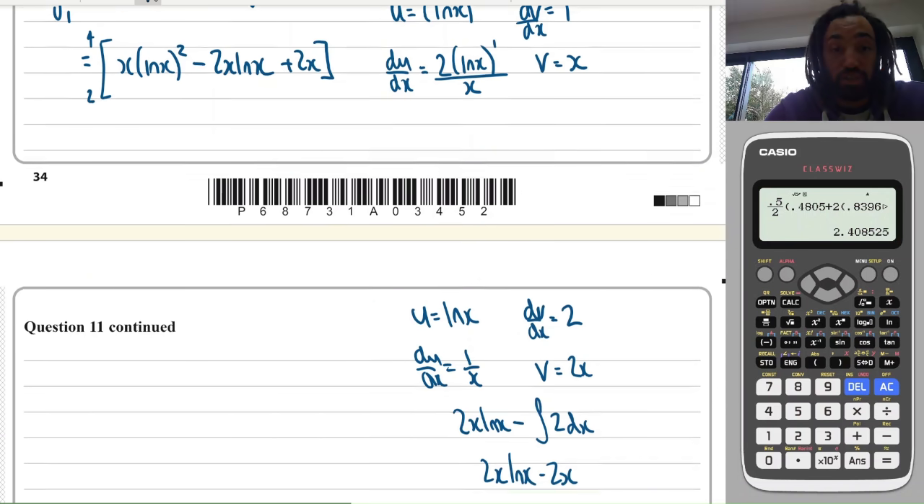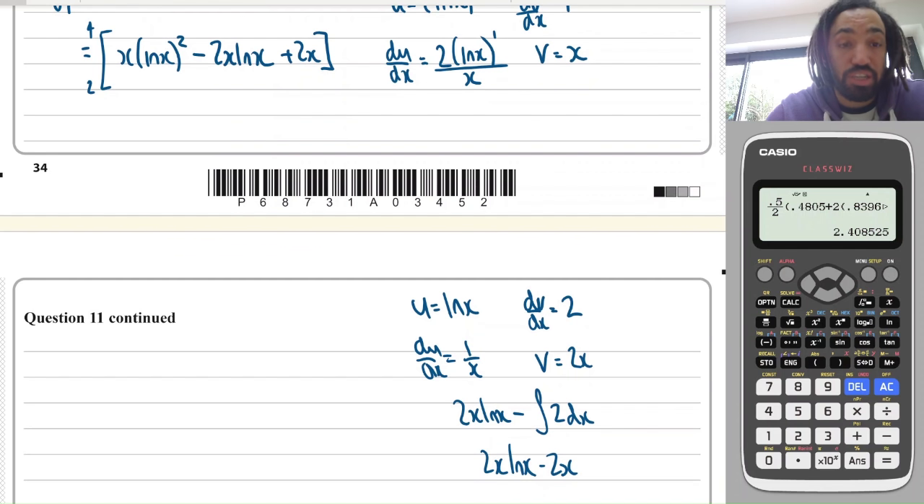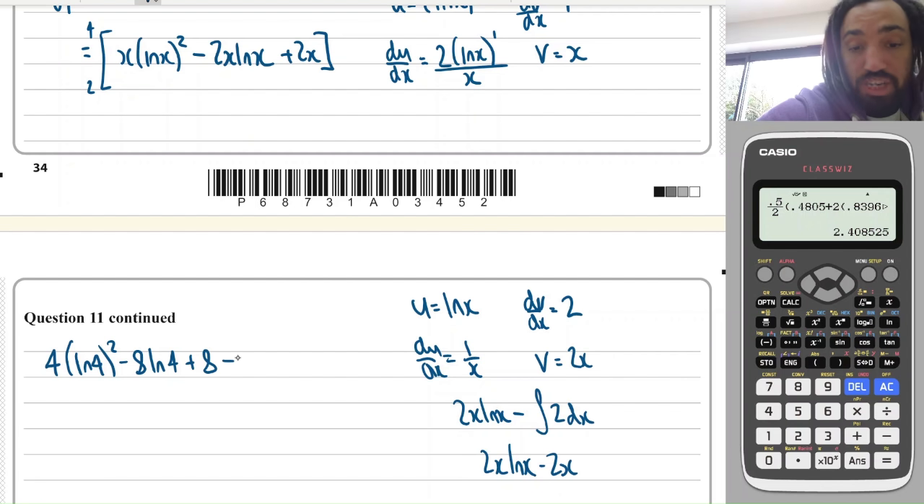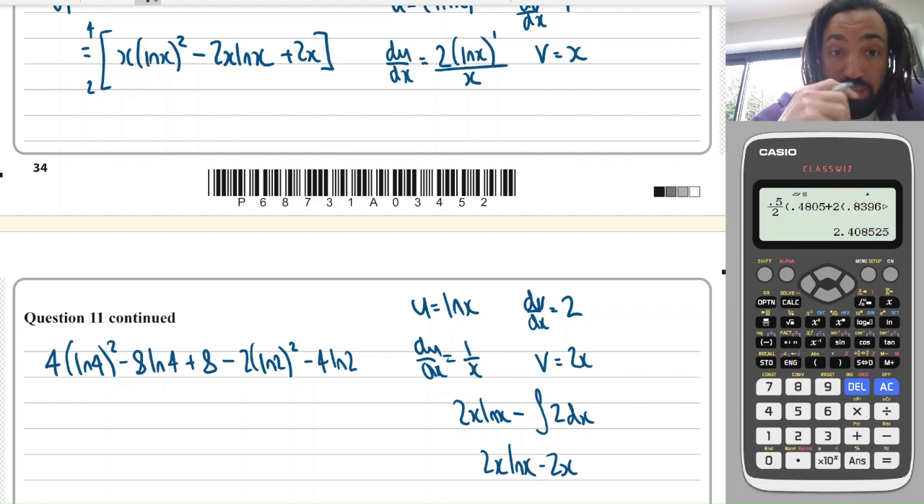Okay, now what I need to do is evaluate that. So I need to sub in 4, and I'm going to get 4 ln 4 squared minus 8 ln 4 plus 8. And I'm going to take away, when I sub in 2, I'm going to get 2 ln 2 squared minus 4 ln 2. Oh no, not minus, because I'm taking it away. So it's a plus. And I'm taking away, again, 2 times 2, which is 4.